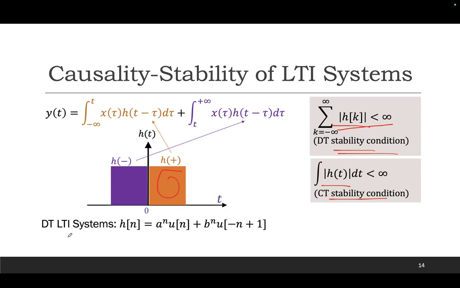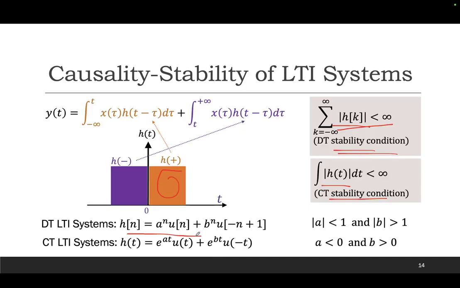And for the DT LTI system, you can also tell if it is stable or not using this equation. If absolute A is smaller than 1 and absolute B is greater than 1, this one will be stable. If A is smaller than 0 and B greater than 0, then it will be stable. Otherwise, it will be non-stable.